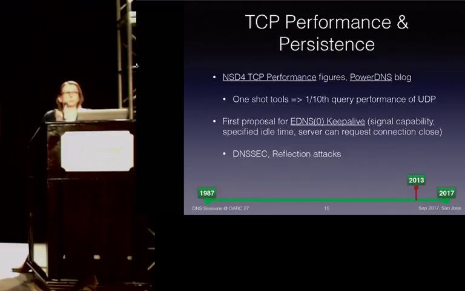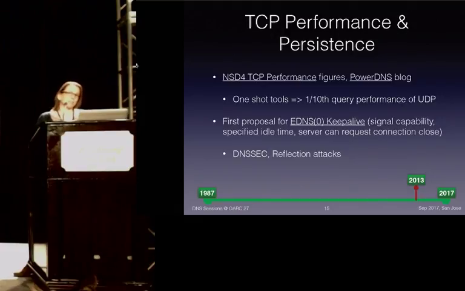Now, possibly prompted by this change in the specs, a couple of name servers published performance figures for their TCP. But notably, they did this with one-shot tools, because that's how the implementations were at the time. And so NSD and PowerDNS were quoting figures where they were getting 1/10 of the performance that they did over UDP. But of course, this is the absolute worst-case scenario. There was only moderate tuning and no reuse of connections.